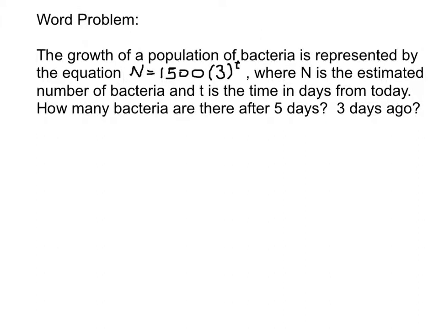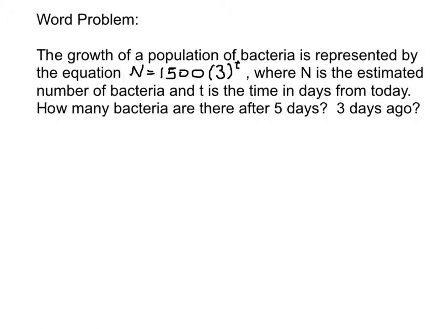Now let's look at a typical word problem that you might see that involves exponents. There are lots of examples in real life that involve exponents, and population growth is one of them. In this question, we're looking at the growth of a population of bacteria that is represented by the equation n equals 1500 times 3 to the power of t, where n is the estimated number of bacteria and t is the time in days from today. How many bacteria are there after 5 days? And how many bacteria were there 3 days ago?